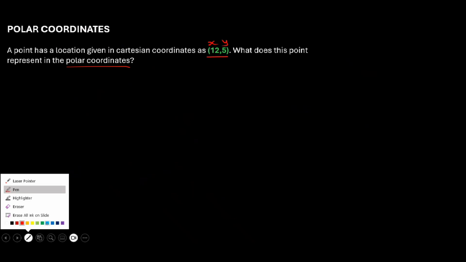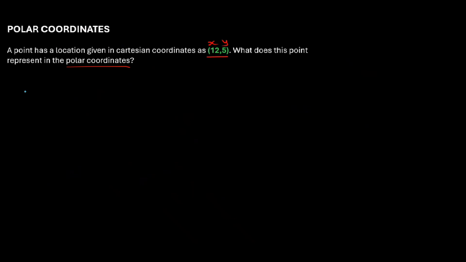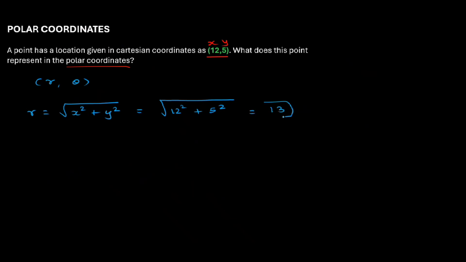Again, if they are asking you for points in polar coordinates, that means we need to find r comma theta. r is given as the square root of x squared plus y squared. So we substitute the value of x as 12, 12 squared plus y, which is 5 squared. And when you solve this, you get the value of r as 13.